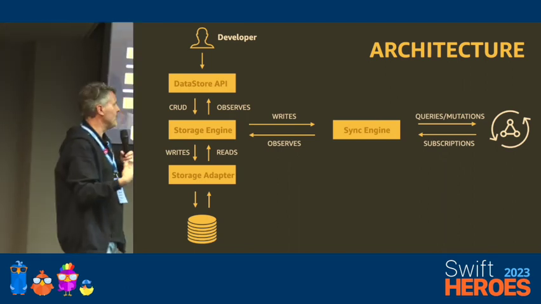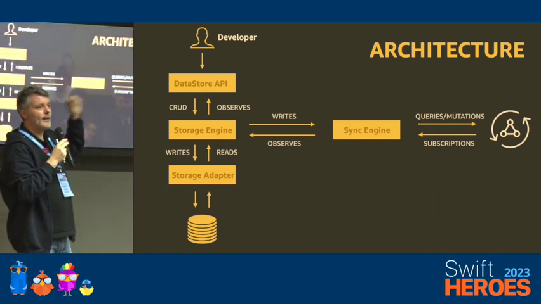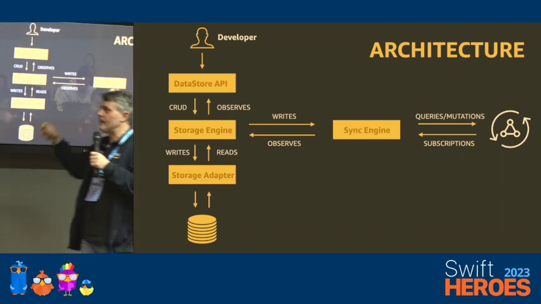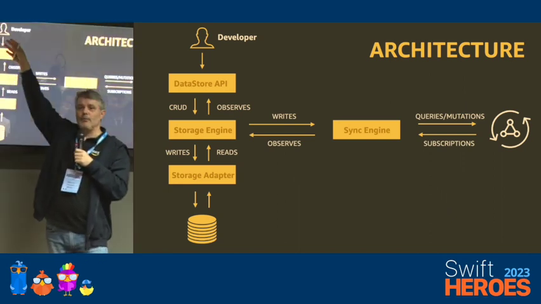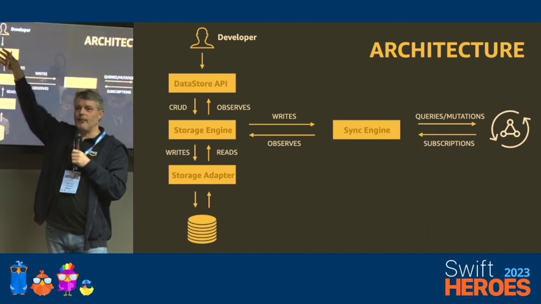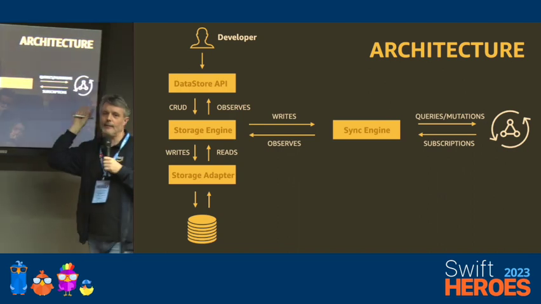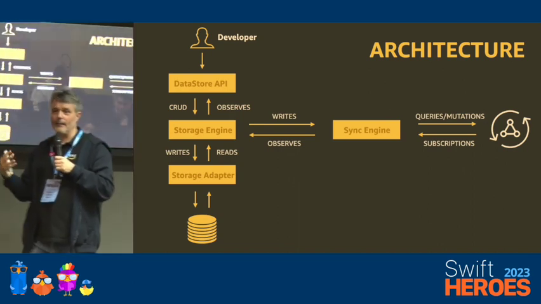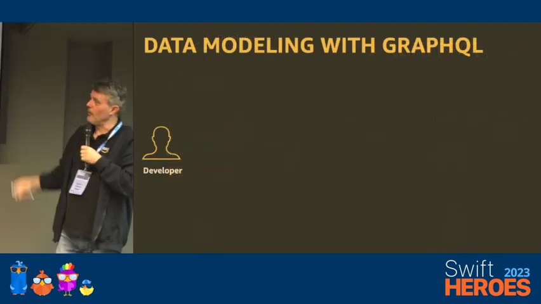And the best part of DataStore is that it includes a synchronization engine that uses GraphQL as a protocol to interact with a backend. So every time you, the developer, write something into the DataStore, it will be stored locally, but it will also be synchronized asynchronously to your backend. So the data is persistent in the cloud. And that works both ways.